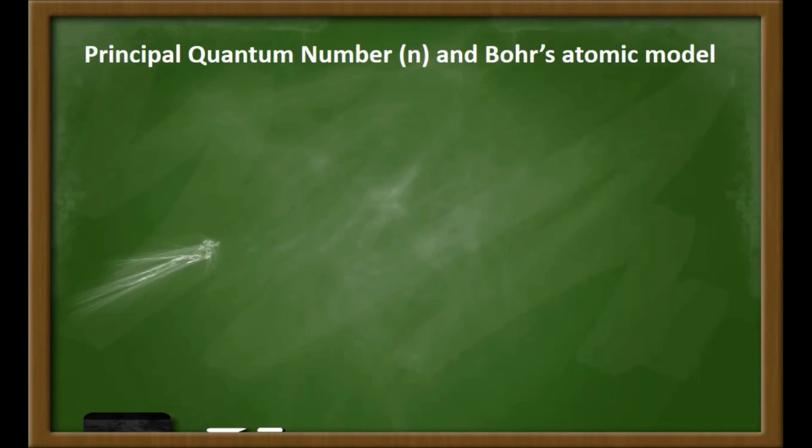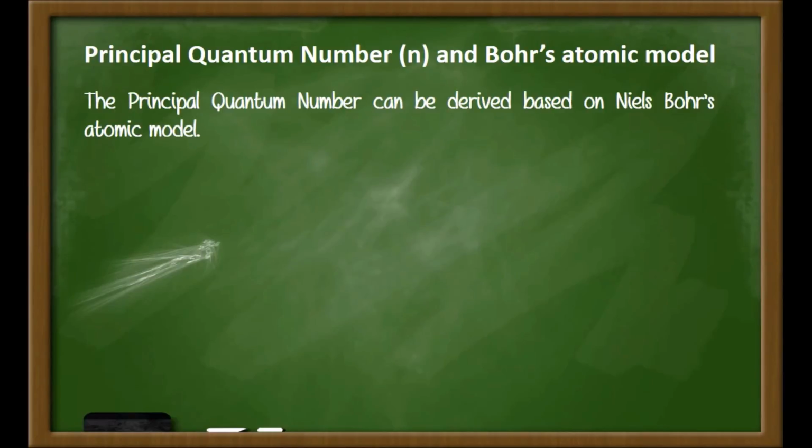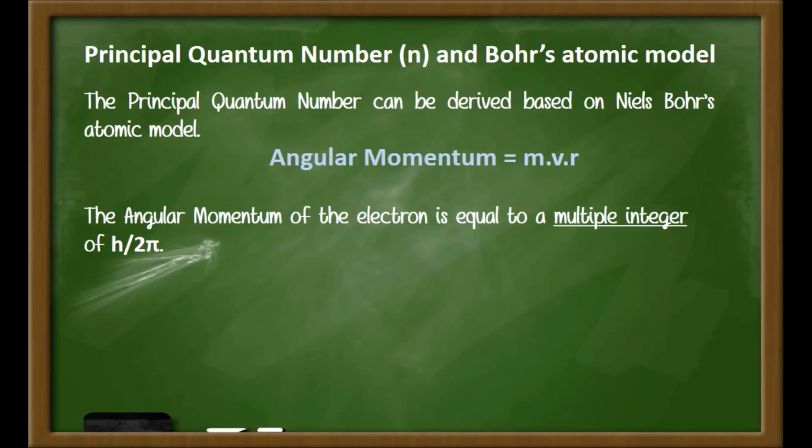The derivation of principal quantum number from Bohr's atomic model starts from the angular momentum of the electron. And the angular momentum of a certain electron is equal to m, which is electron mass, v, which is electron velocity, and r, which is the orbit radius where the electron is located. Then, that angular momentum, according to the Bohr's model, is equal to an integer multiple of h over 2 pi, which is also called h bar.